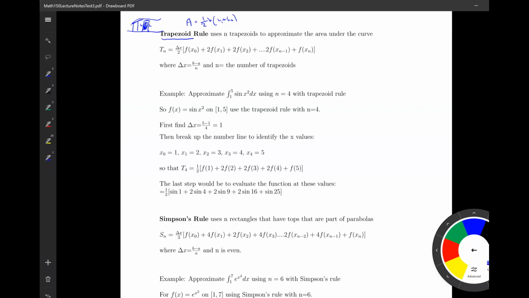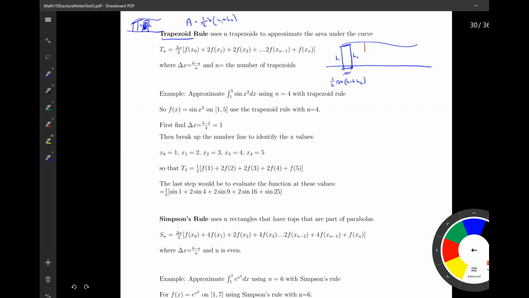Okay, so just to give a little bit of an idea where this formula comes from, let's just say I'm finding the area of this trapezoid. So this would be the height 1, this would be the height 2, and the base, I'll call that width there, will be delta x, right? So the area of that trapezoid will be 1/2 delta x times h1 plus h2.